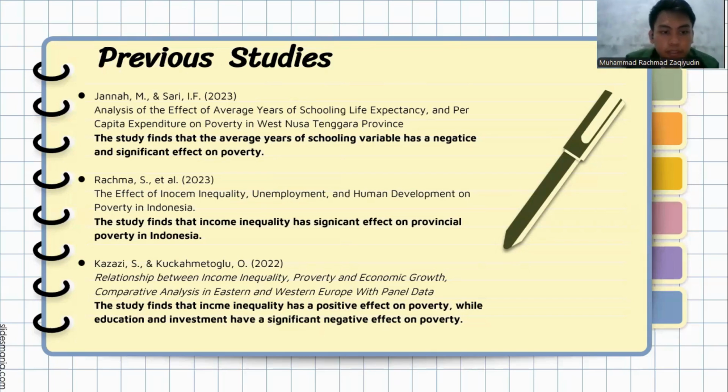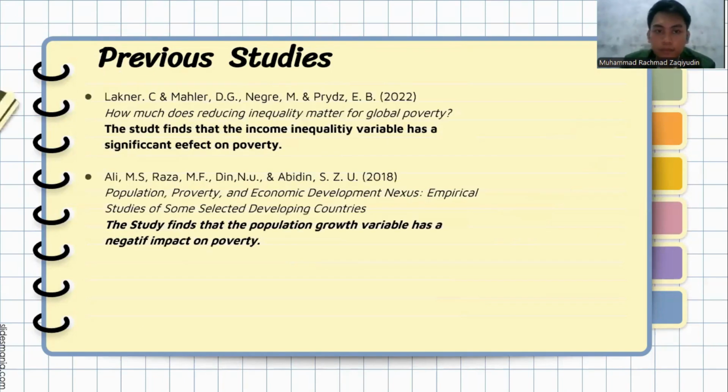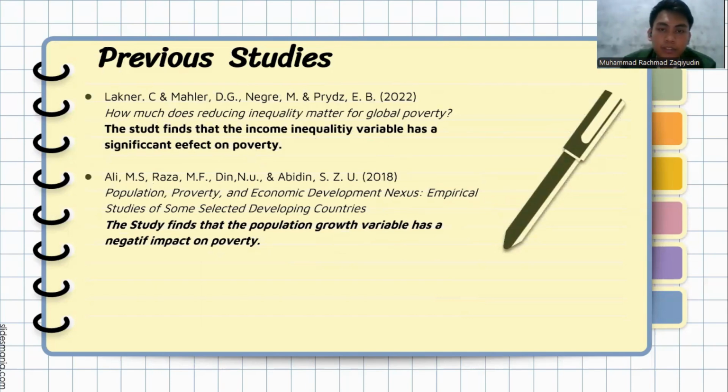And then I have Kazaji and Kukamatologu. The study finds that income inequality has a positive effect on poverty, while education and investment have a significant negative effect on poverty. And then other previous studies, like Nursi and Malner, 2022. The study finds that the income inequality variable has a significant effect on poverty. And Ali, MS, and Abidin found that the population growth variable has a negative impact on poverty.